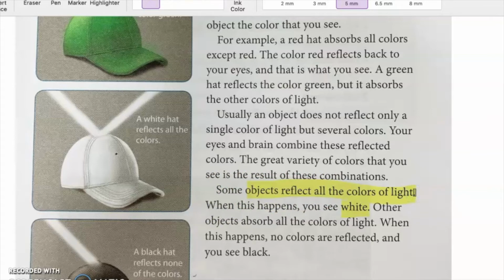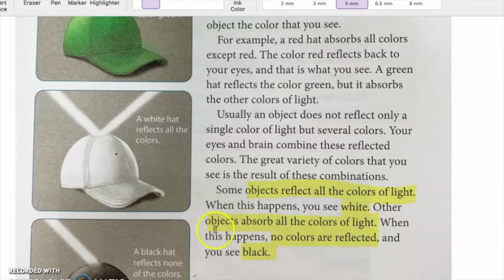Other objects absorb all the colors of light. When this happens, no colors are reflected and you see black. So black means no colors are reflected because everything got absorbed.